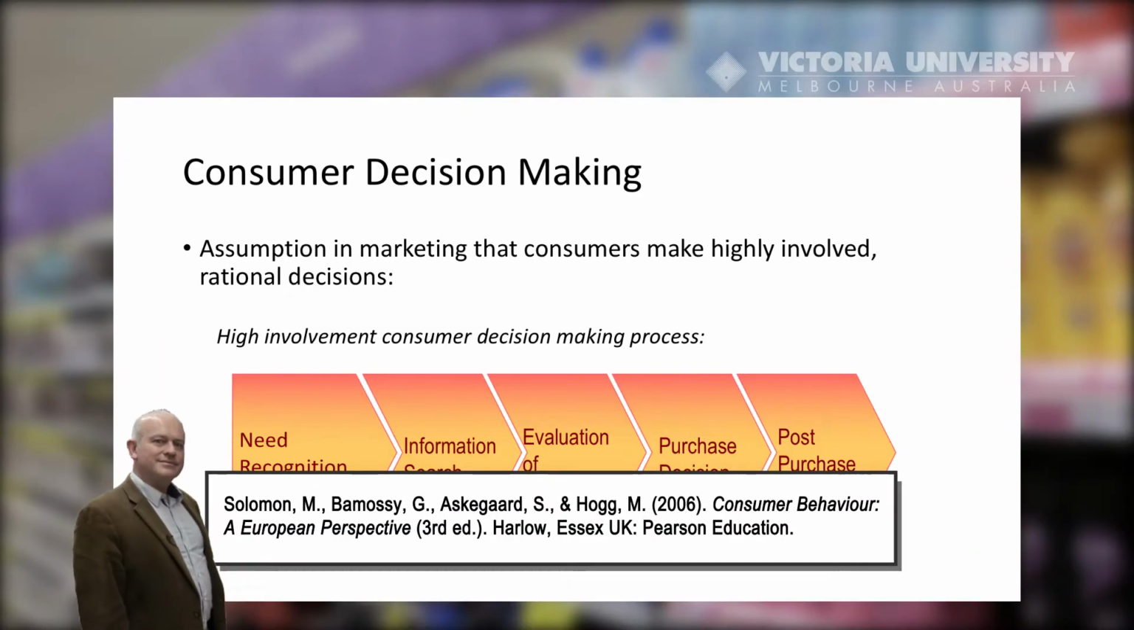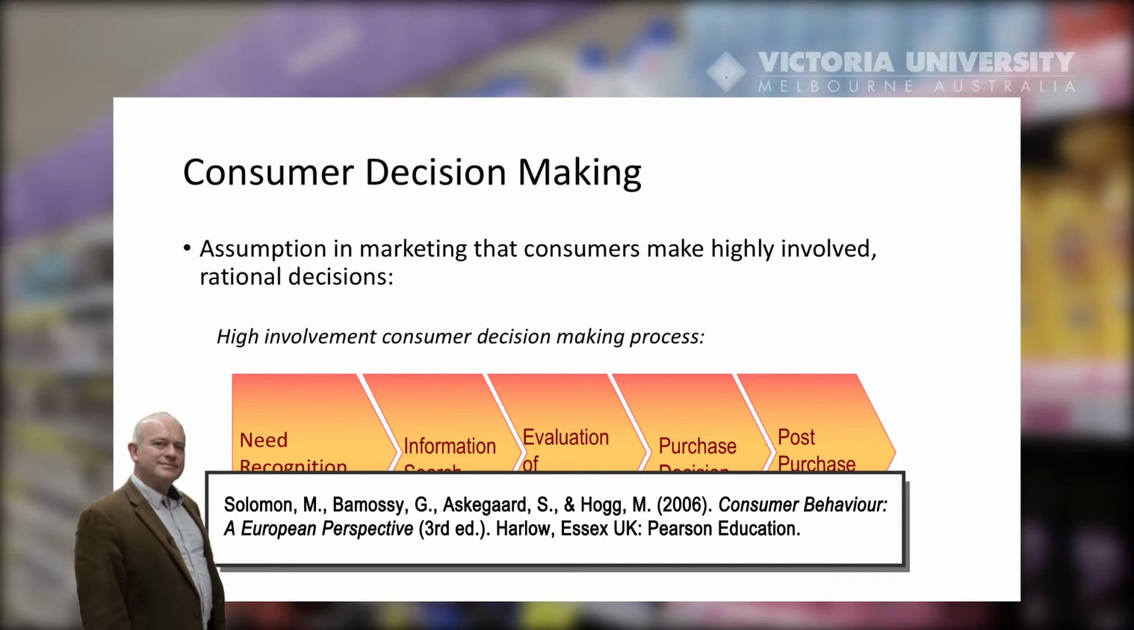So in consumer behaviour, there are two main models that we talk about, and we're going to go through those two models now. The first of these models is the high involvement decision-making model. This model assumes that consumers make rational, highly involved decisions. It assumes that they will evaluate all of the information about the products and compare brands that they're looking at. There's an assumption in marketing that consumers make highly involved, rational decisions.